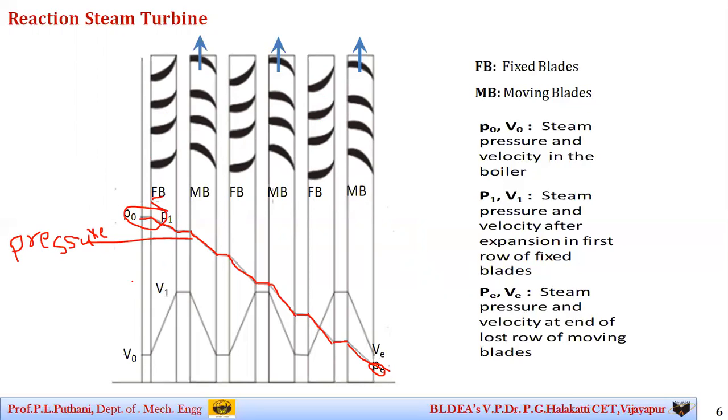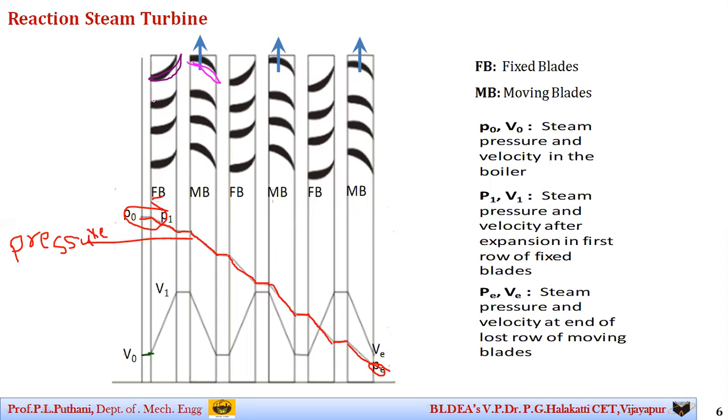Similarly, if I draw the velocity diagram, this is V0 up till here, the inlet velocity. Then as it passes through the fixed blades, you can see how the direction of the steam is determined by how the blades have been mounted. Please observe here. The fixed blades are oriented in this position, whereas the moving blades are in this direction. So their shape and orientation are completely opposite for the fixed and moving blades.